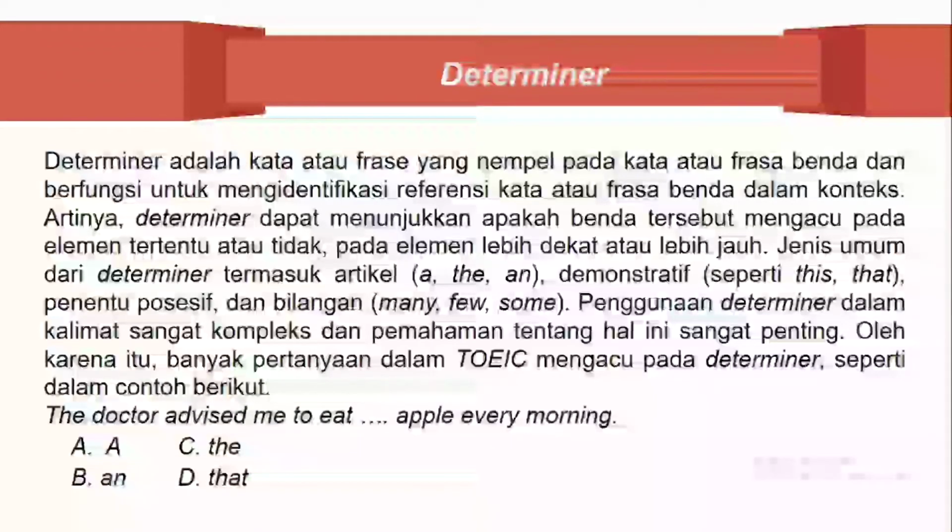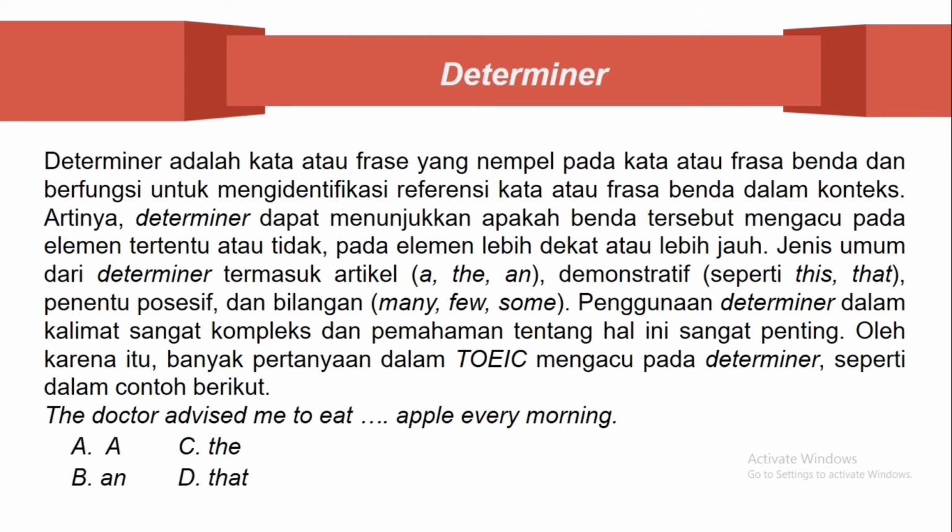Determiner functions to make a word clear enough to understand. For example, if you say apple, we know that this is apple. But what if we say this is an apple? It means the apple is one. Which apple? Maybe a green apple, a red apple, an apple from Europe or America. So a determiner shows something more specific in the context.